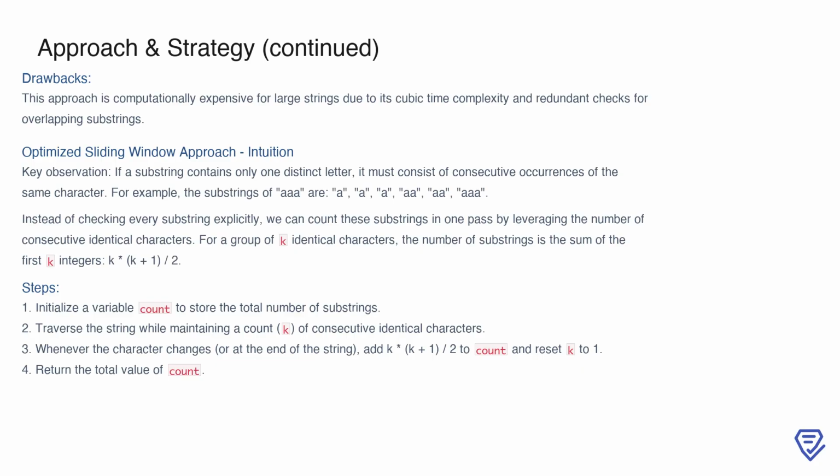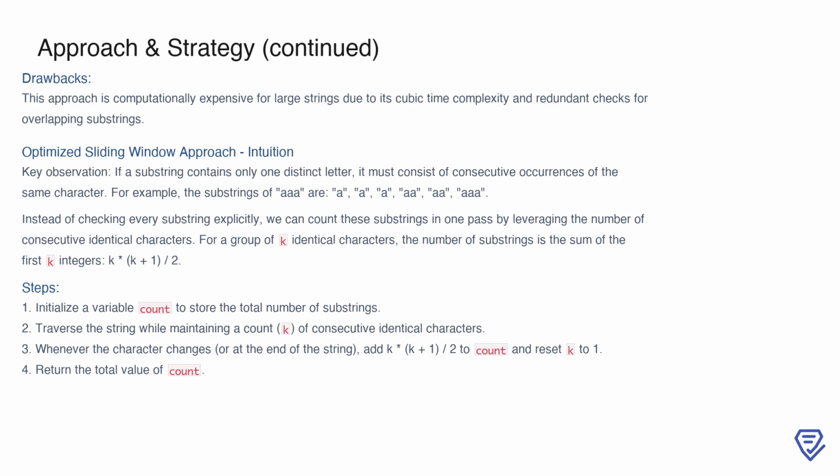To address this, we can adopt an optimized sliding window approach based on a key observation: for a substring to contain only one distinct letter, it must consist of consecutive occurrences of the same character. For instance, in the string AAA, the valid substrings are A, AA, AAA.